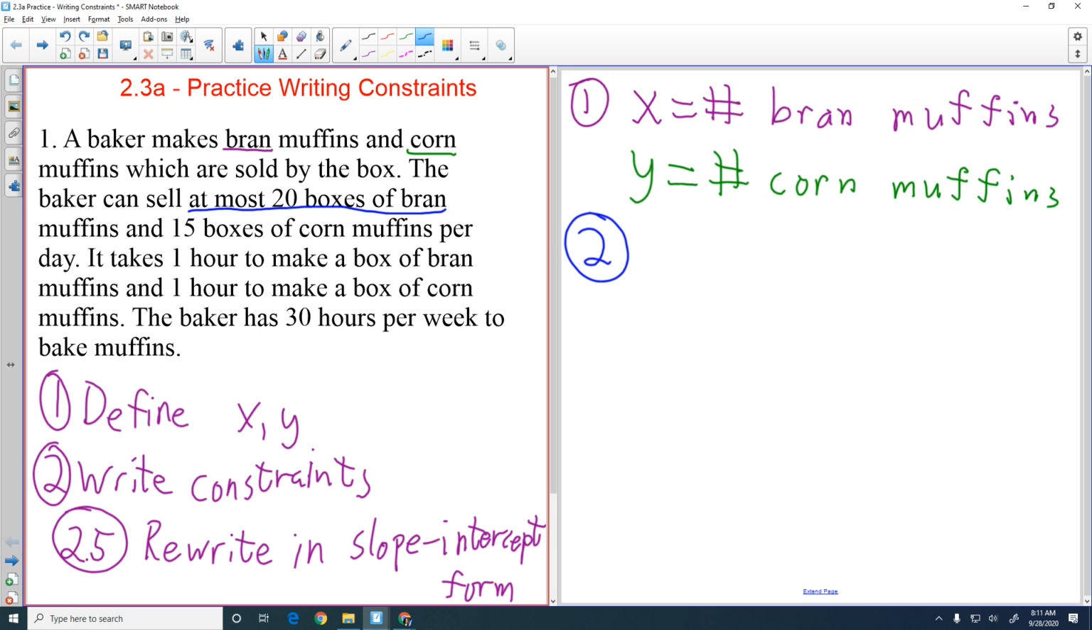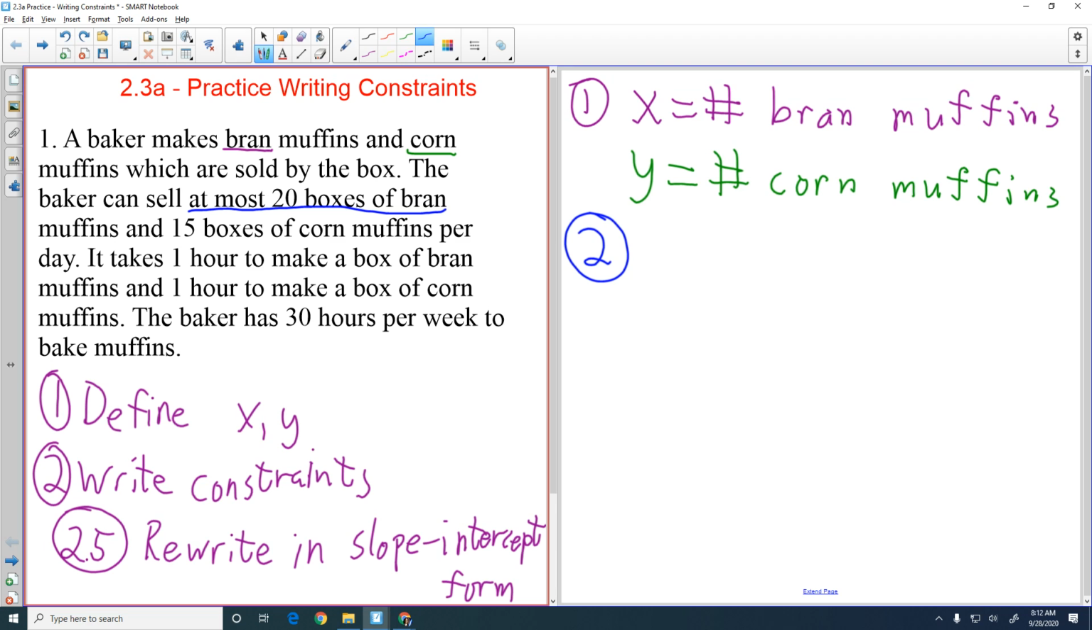So at most, 20 boxes of bran muffins. So I need to represent that with an inequality. And I see the words "at most." If he can sell at most 20 boxes, could he sell 25 of them? No, right? Because the biggest number is 20. Could he sell 18 of those boxes? Yeah, so he could sell less than 20, right? That works. But he couldn't sell more than 20. So we are going to use a less than or equal to symbol here.